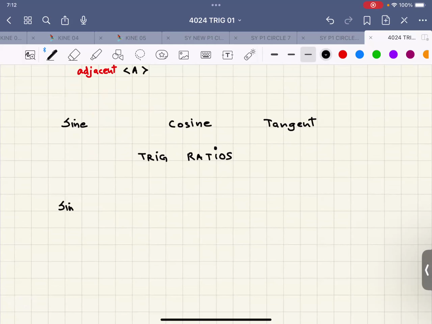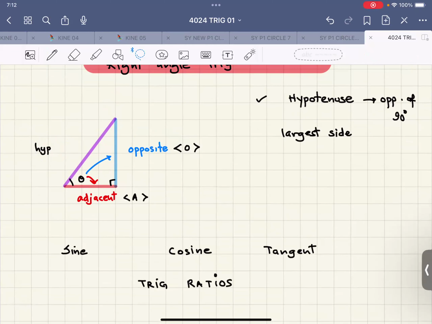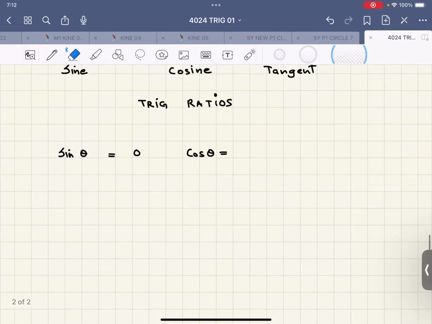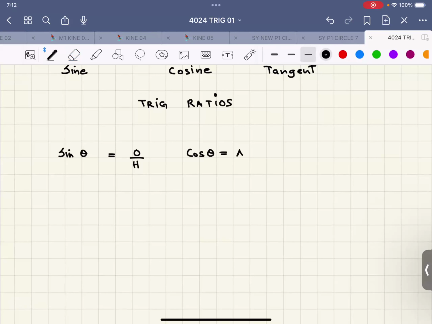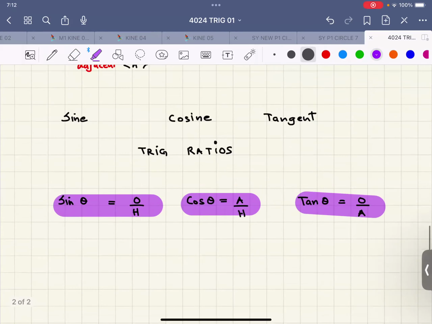When we talk about sine of an angle theta, that is opposite over adjacent. And let me write the symbol H for hypotenuse. So I'm writing H for hypotenuse. Cosine of theta, my bad, let me correct it. Sine is opposite over hypotenuse. Cosine is adjacent over hypotenuse. Tangent of this angle is opposite over adjacent. So these are the three ratios that we use.